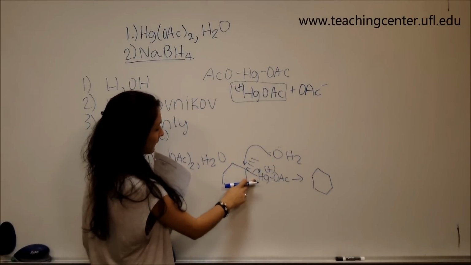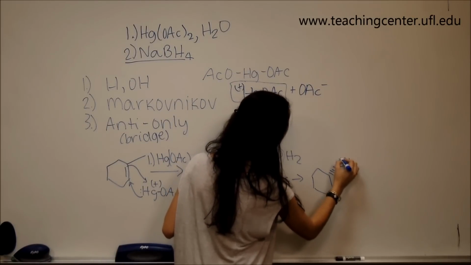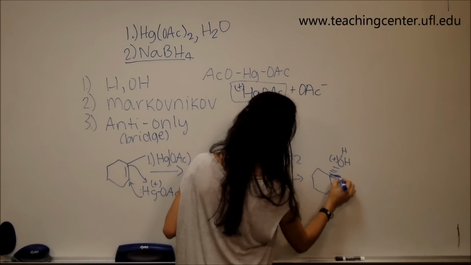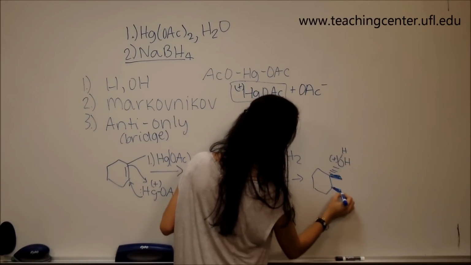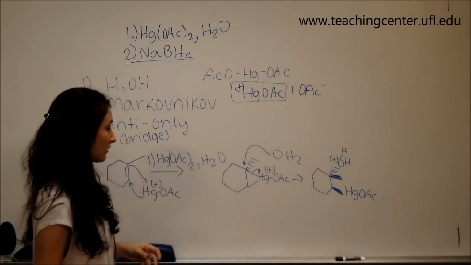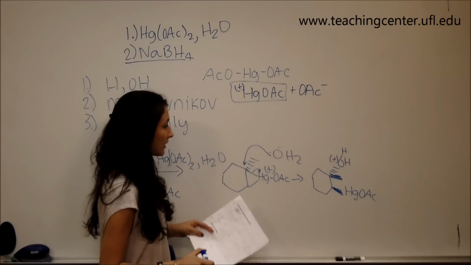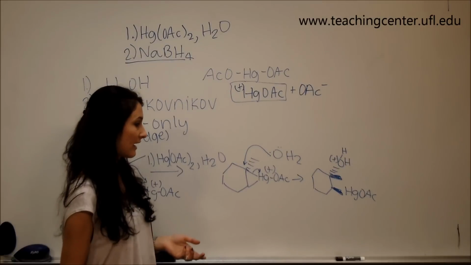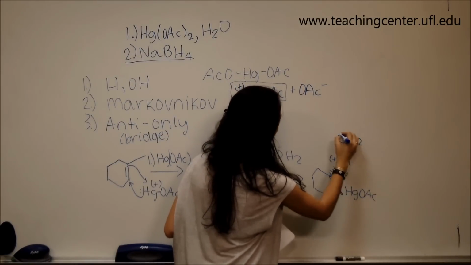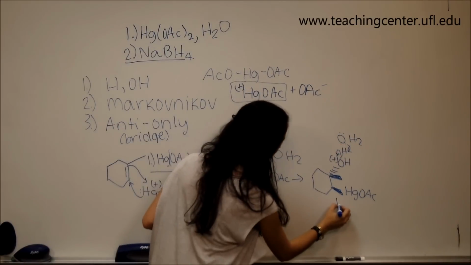So if this was in front, this water had to have come from the back. So the water is now back here. The methyl group is now coming forward. And the HgOAc is also coming forward. All right. So the next thing we want to do, same as the last reaction, is deprotonate. So we're going to deprotonate this by adding more water, attacking the hydrogen, breaking that bond.